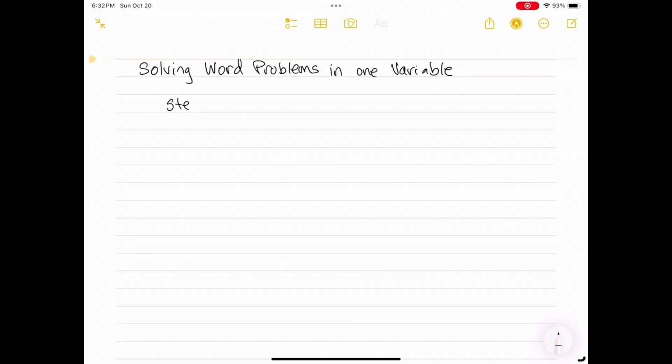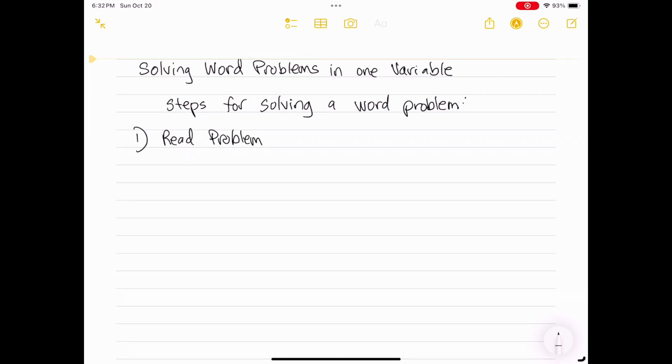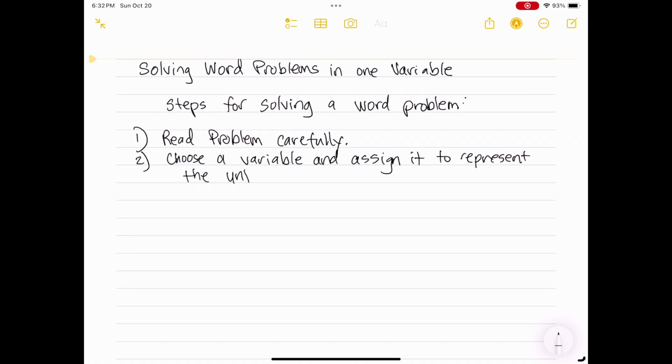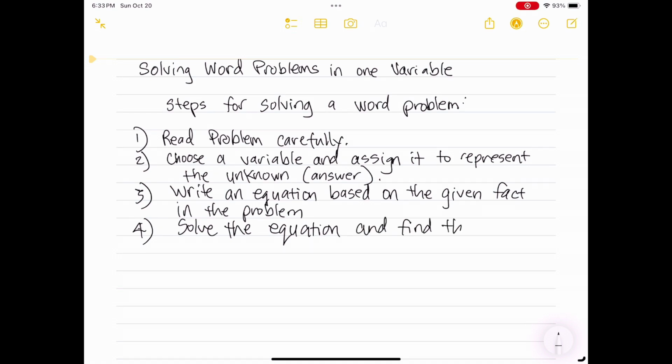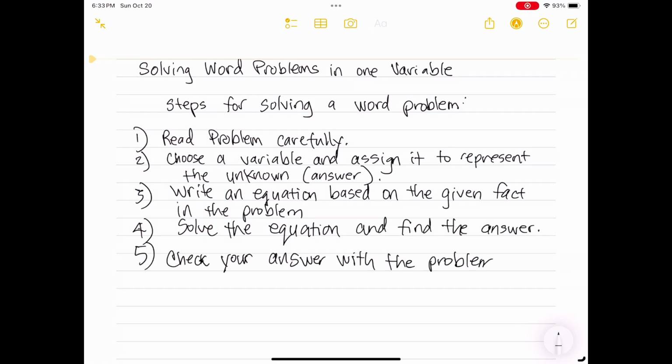Solving word problems with one variable. These are the following steps. 1. Read the problem carefully. 2. Choose a variable and assign it to represent the unknown or the answer. 3. Write an equation based on the given facts in the problem. 4. Solve the equation and find the answer. And 5. Check your answer with the problem, usually on scratch paper.